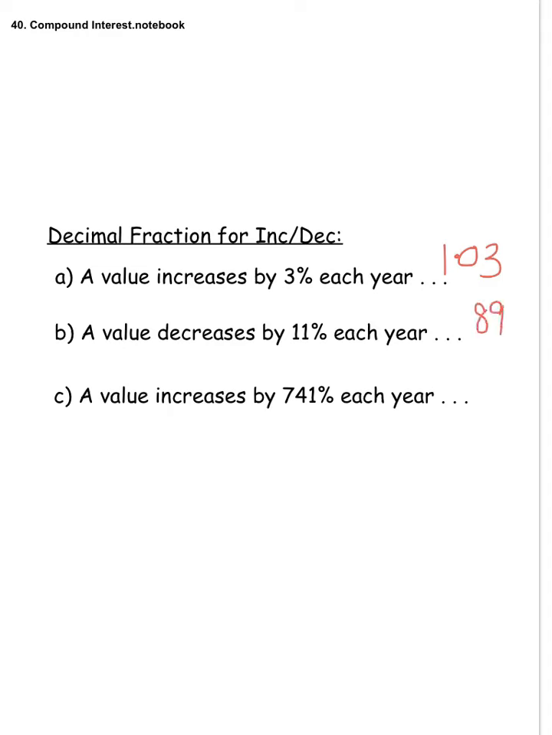If we divide that by 100 and take the decimal point 2 places back, the decimal point lands there, so we need to put a 0 in front. 0.89 is a decrease of 11%. And the final one, a value increases by 741% each year. That means if you start off with 100% and you add on 741, you get 841. Take the decimal point 2 places back by dividing by 100, and our decimal fraction is 8.41. It'll be very unusual to see something like 8.41 as an exam style question. You're more than likely to have a 1.0 number or a 0 point something number if it's a decrease.